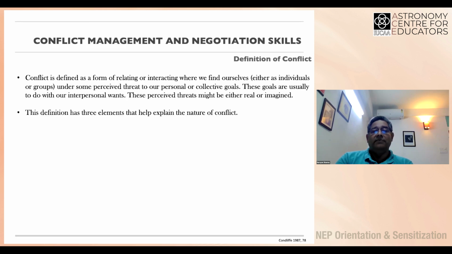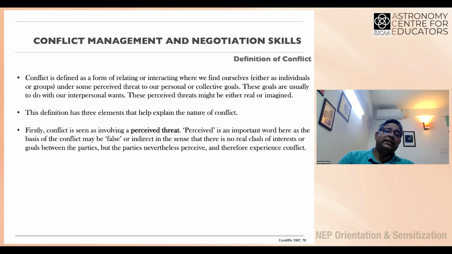This definition has three elements that explain the nature of conflict. The first is that conflict is seen as involving a perceived threat. So the threat may not be actual; it can be a perceived threat. Perceived is an important word here, as the basis of conflict may be false or indirect, in the sense that there is no real clash of interest or goal between the parties, but the parties nevertheless perceive and therefore experience conflict. Most of the time this happens.